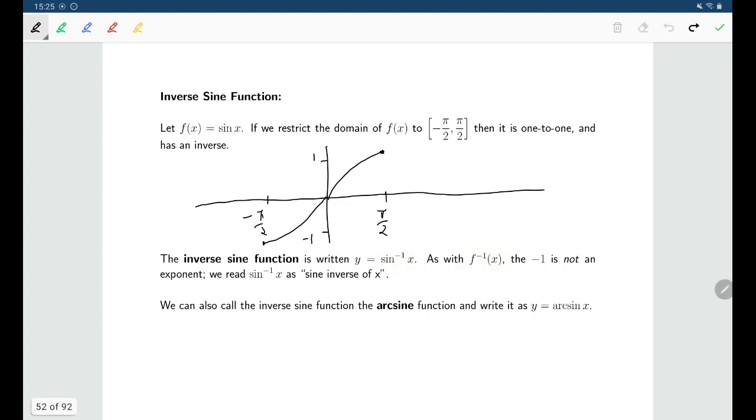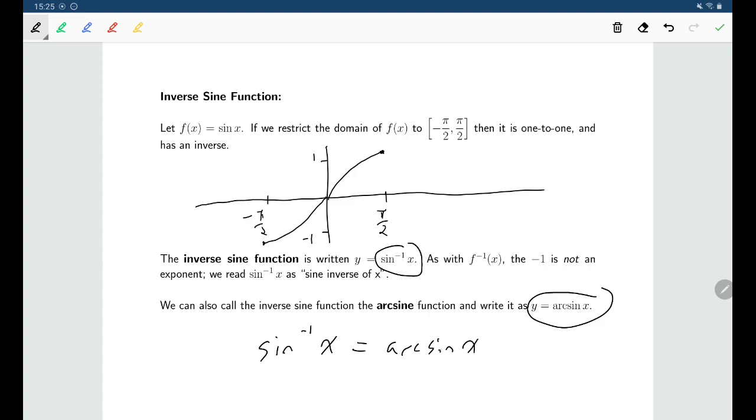Some other books will use, instead of sine inverse with a little -1, arcsine, and write it as this. That's another way, and these are both equivalent to each other: when we say sine inverse of x, we are also saying arcsine of x.